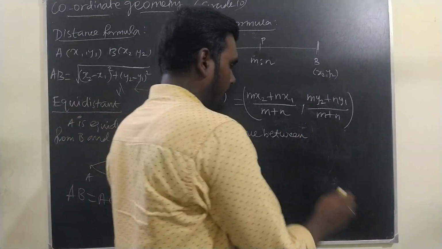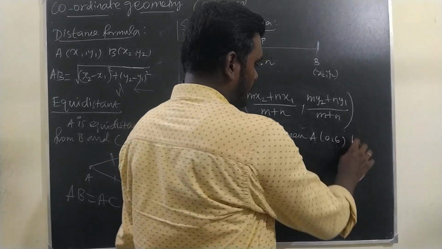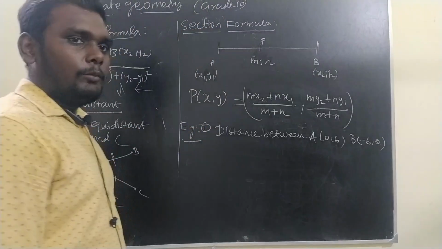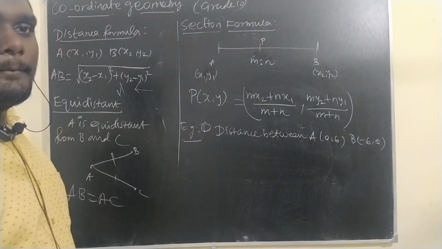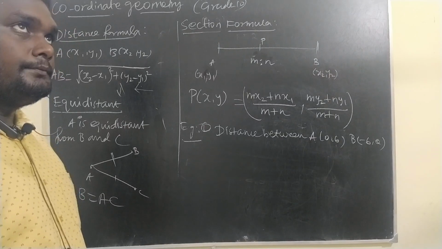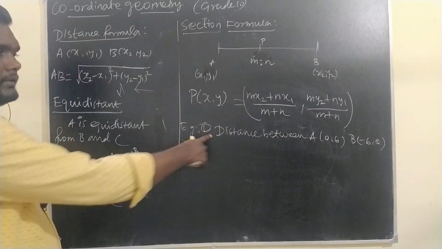Distance between the points 0, 6 and minus 6, 2 is what? Now between these two formulas, what formula do we have to apply? First formula, distance formula.